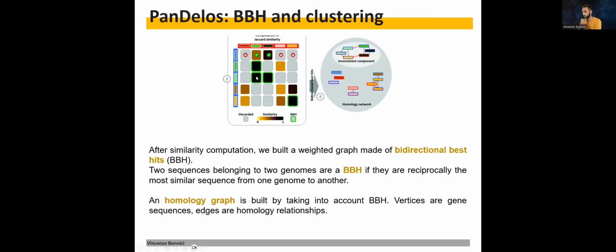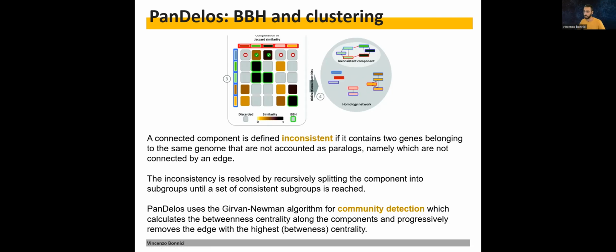On top of the bidirectional best hit relationship, we build a homology graph. Such a graph is built such that the vertices are the genetic sequences, namely the genes, and the edges are the homology relationships, namely the bidirectional best hits. Given the homology graph, we can discover connected components within this graph.